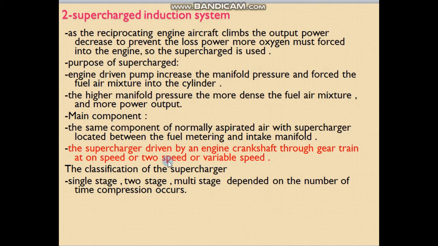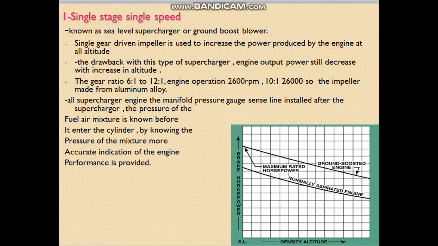So the supercharger is driven by the engine crankshaft through a gear train at one speed, two speeds, or variable speed. The classification of superchargers: single stage, two stage and multiple stage, depending on the number of times compression occurs. Single stage, single speed. This type is known as the sea level supercharger or ground boost blower. A single gear-driven impeller is used to increase the power produced by the engine at all altitudes.